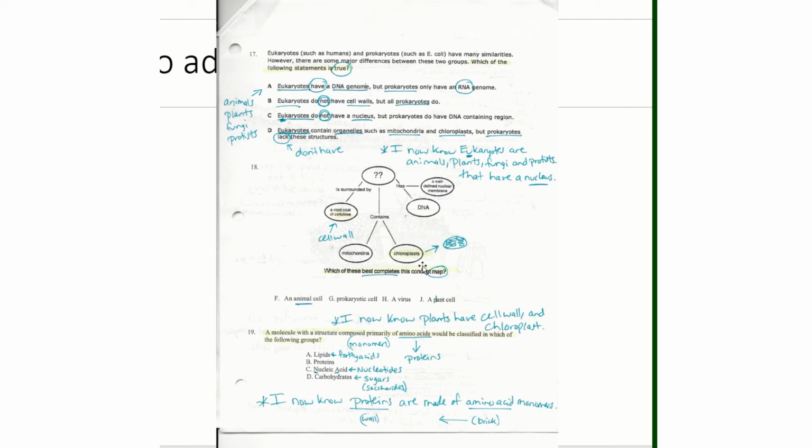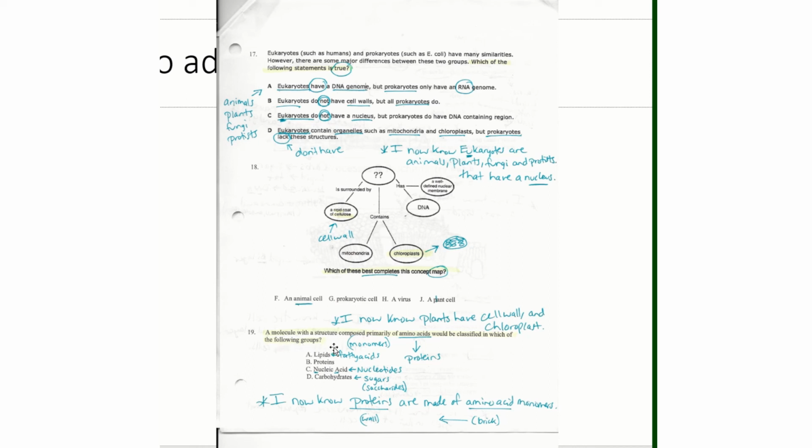Which of these best completes the concept map? Well, it has chloroplast, highlight it, and draw a little chloroplast. It has little coin-looking thylakoids. It's supposed to be green. We don't have that. Cellulose is in the rigid coat, which is a cell wall. We don't have that. So animals don't have that. Bacteria, virus, the answer is plant. I now know plants have cell wall and chloroplast.